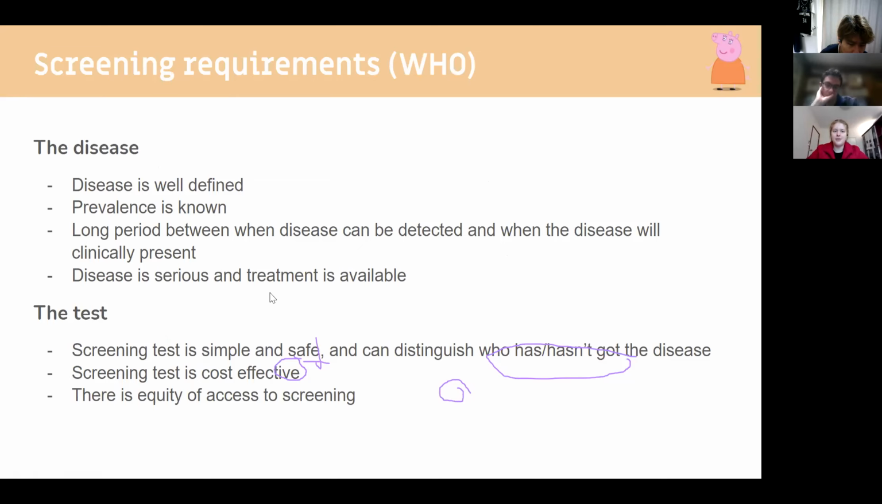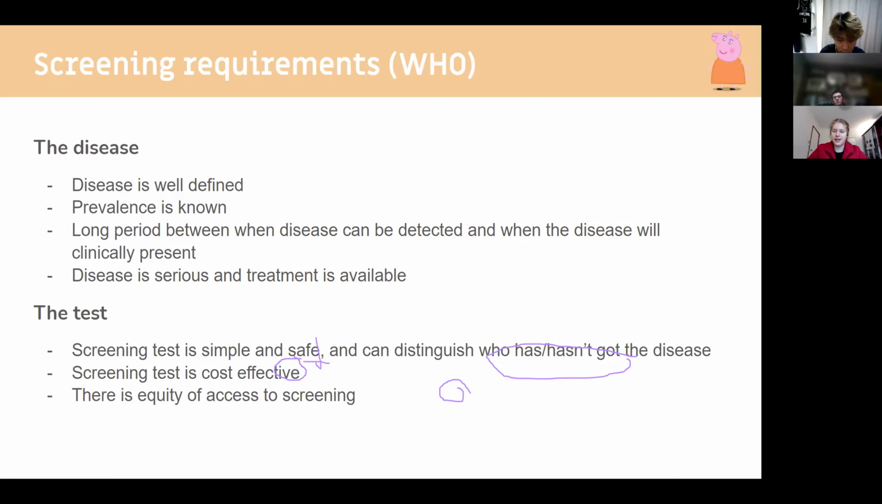All right, so for screening requirements, we generally want to screen if we have these 4 categories fulfilled. So the first is the disease is well defined, because we want to screen for a particular disease. If we screen for fatigue, for instance, that's kind of vague, and we don't really know exactly what causes fatigue all the time. There are so many different causes. So we want a well-defined disease we're screening for. Prevalence is known, so we roughly know what proportion it is in the population.